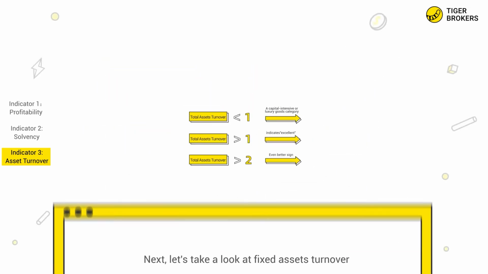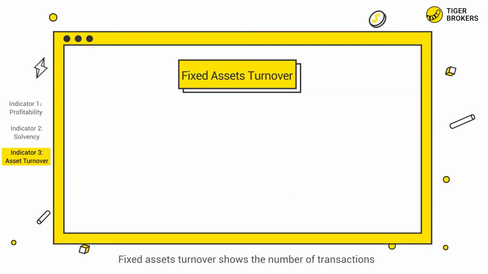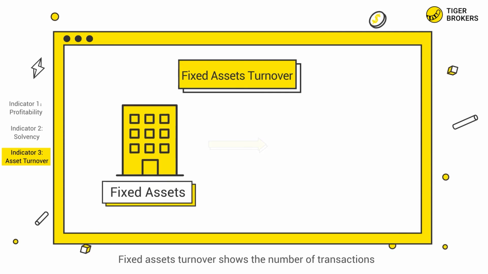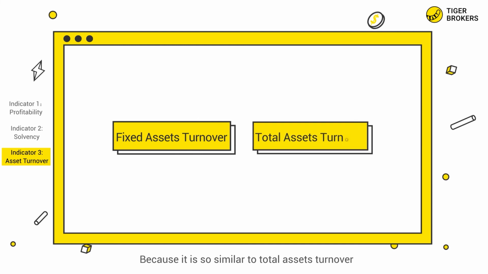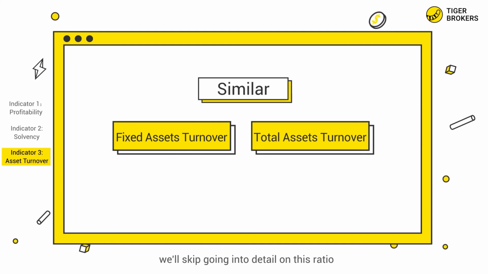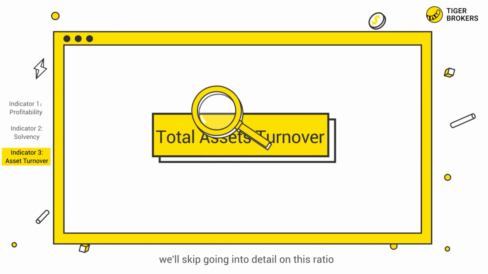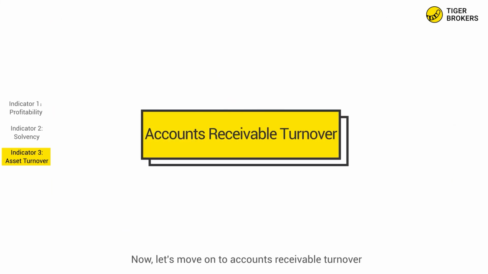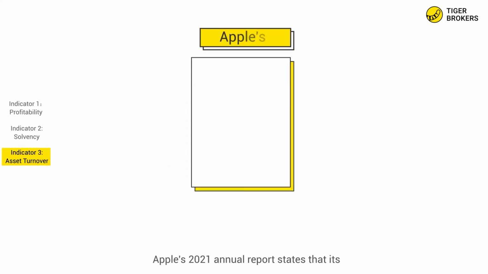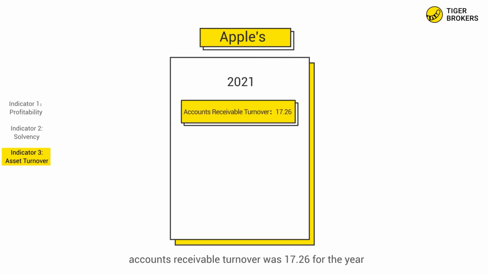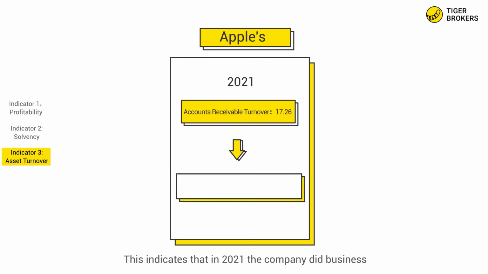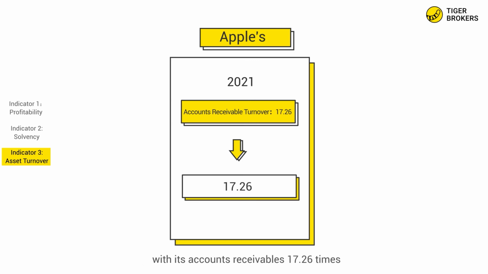Next, let's take a look at fixed assets turnover. Fixed assets turnover shows the number of transactions a company does with its fixed assets. Because it is so similar to total assets turnover, we'll skip going into detail on this ratio. Now, let's move on to accounts receivable turnover. Apple's 2021 annual report states that its accounts receivable turnover was 17.26 for the year. This indicates that in 2021, the company did business with its accounts receivable 17.26 times.